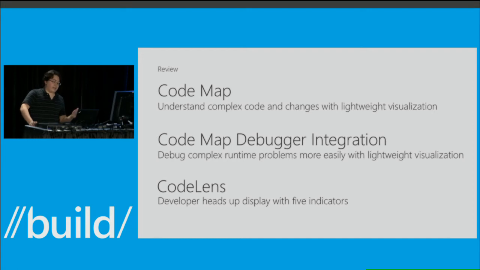Then we saw CodeLens, which is a third brand new feature in Visual Studio. And that is a developer heads-up display for showing highly relevant contextual information right in your IDE in a very lightweight, unobtrusive way, and also has great keyboarding support.